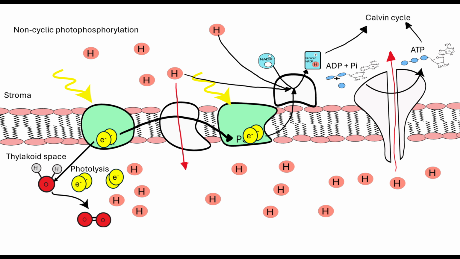NADP, a coenzyme. So that's the first product that we're interested in from the light dependent reaction, which is needed to move on to our light independent reaction.